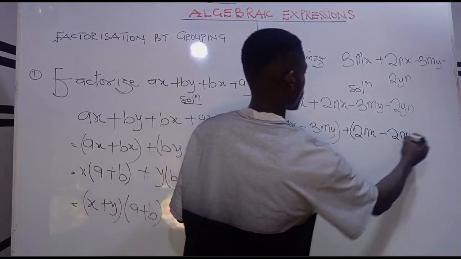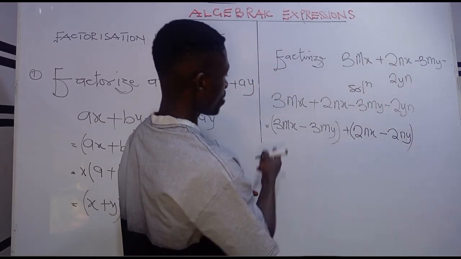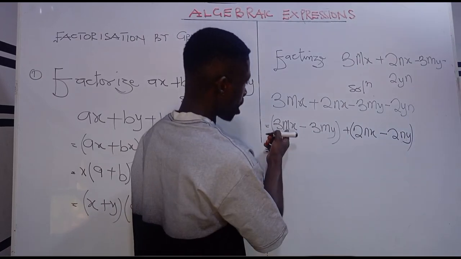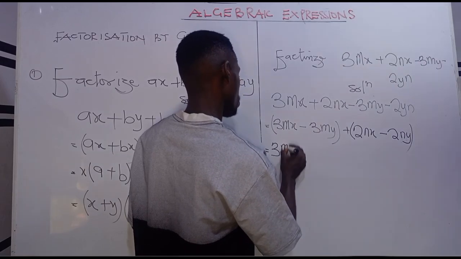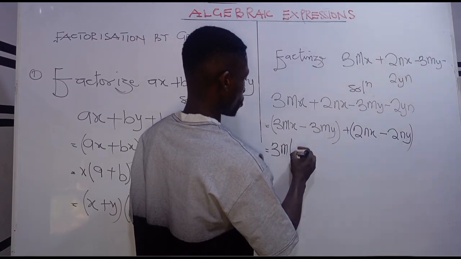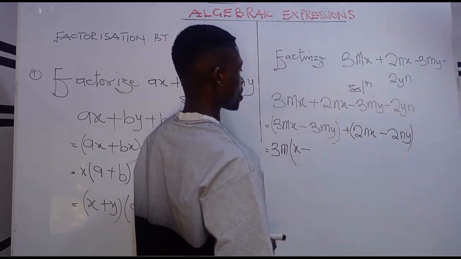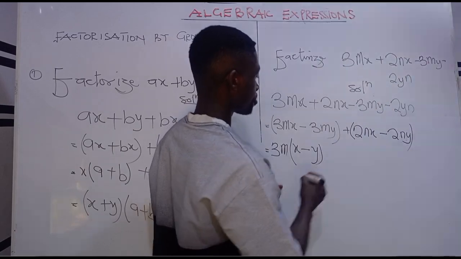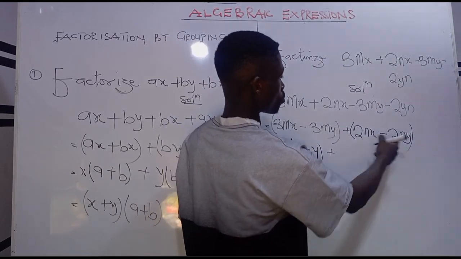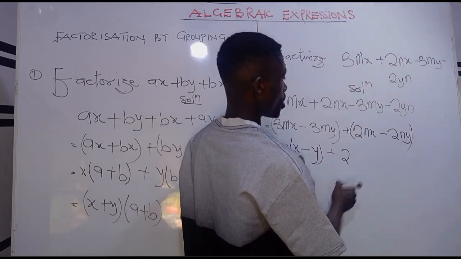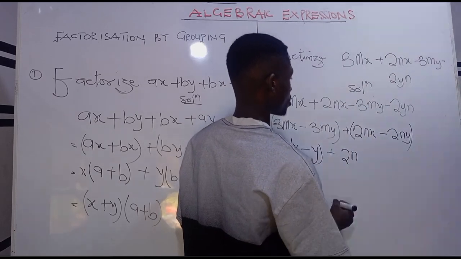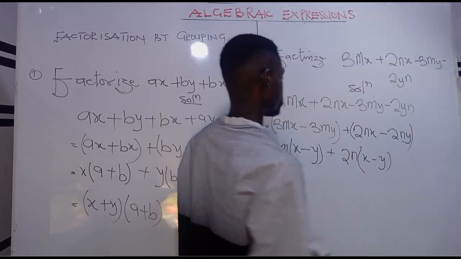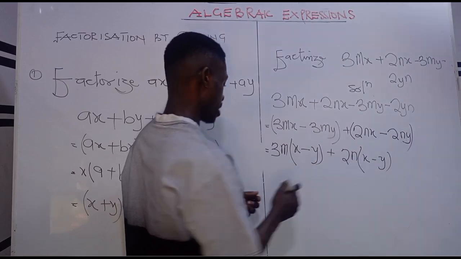After that, we factorize each grouping. We have 3 here, 3 here, so we can factorize 3 out. We also have m here, so we can bring m out. We are left with what? x. Then we have our minus. Now 3m is out, we are left with what? y. Good. We have 2 here, we can bring 2 out. We have n here, we can also bring n out. Now we are left with what? x minus what? y. So those within the brackets are the same.